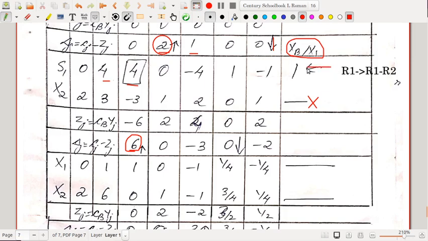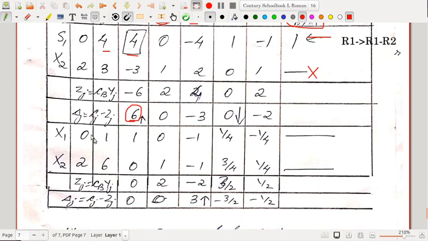So the minimum ratio here comes out to be 1, which corresponds to the vector s1. So s1 will leave the basis. In the next step, x1 will enter and s1 will leave, and the key element here is 4, so we have to divide this particular row by the key element. So 1 1 0 minus 4 by 4 is minus 1, 1 by 4 is 1 by 4, like that. And then we have to make this particular entry 0. How to make it 0?